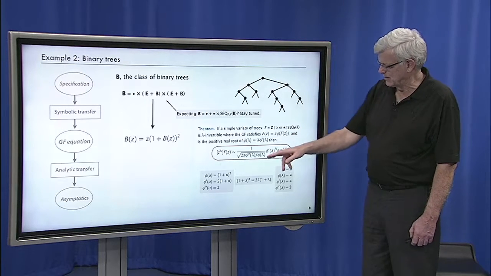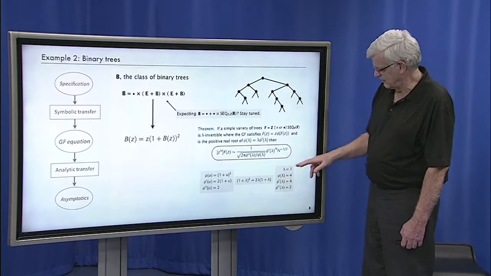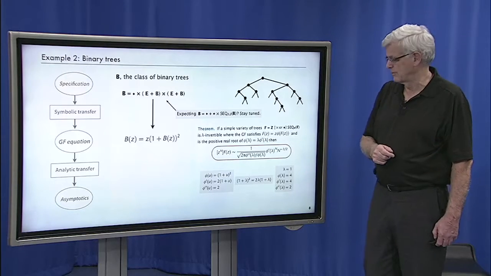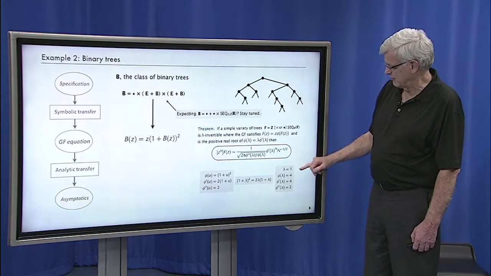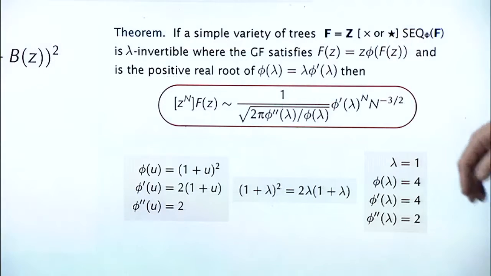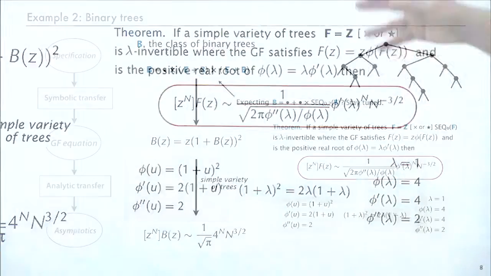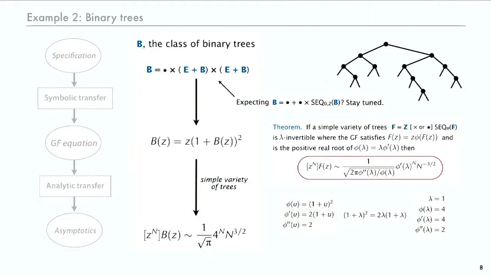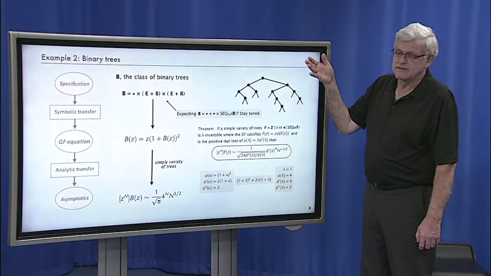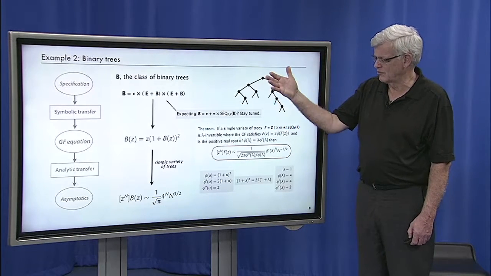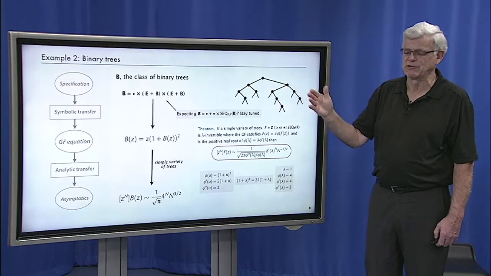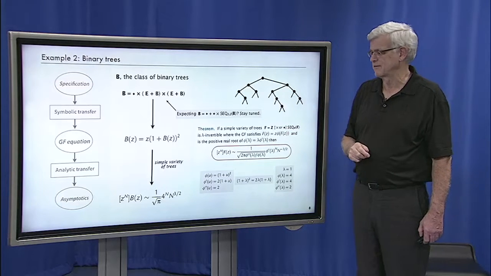And then evaluate the characteristic function and its derivatives at lambda, and we get 4, 4, and 2 in this case. So that means the exponential growth is 4 to the n, and the 2's cancel, and we simply get 1 over square root of pi, 4 to the n over n to the 3/2. Again, immediate transfer from the construction to a generating function equation to coefficient asymptotics.